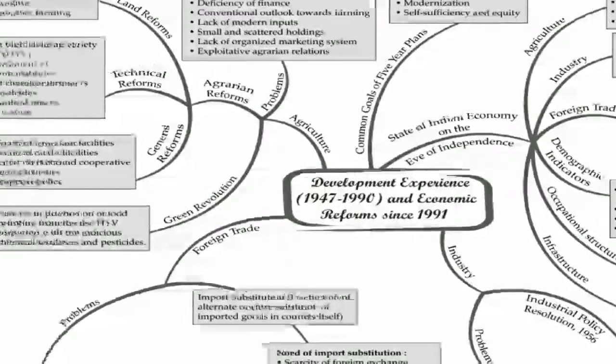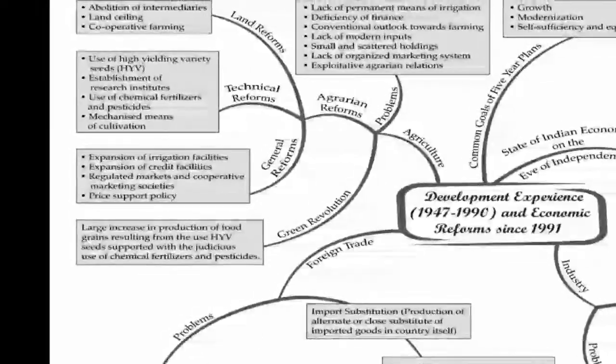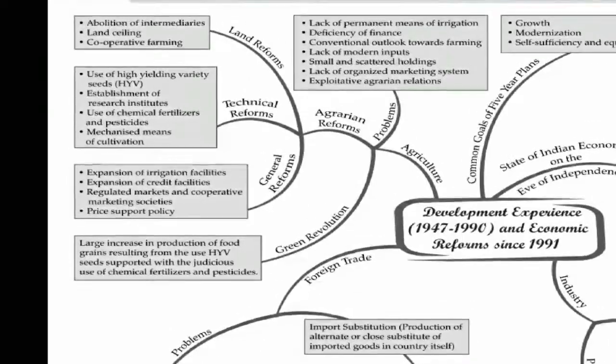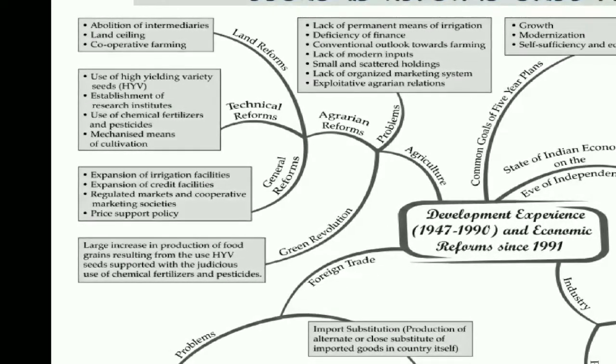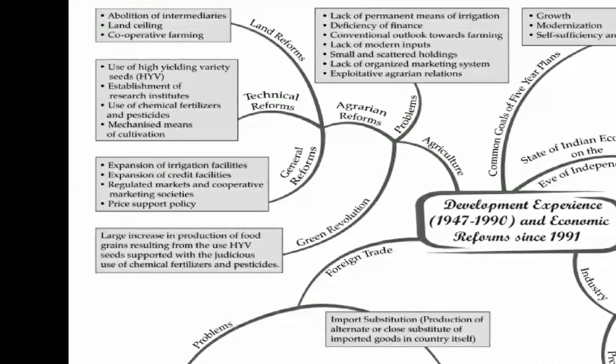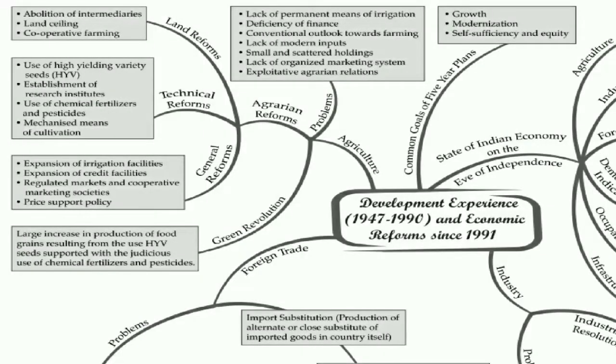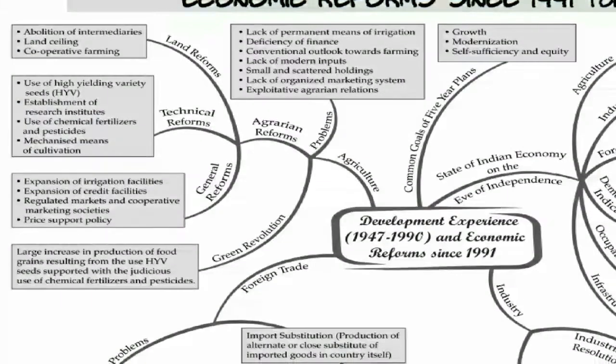One by one we did changes, for example, we did changes in agriculture. First we saw what the problems are. Then after understanding the problems, we did the changes in agriculture. You just see here the reforms I am showing, that after the problems, when we got to know, there were 4 or 5 problems I am explaining here. There is a lack of permanent means of irrigation, deficiency in finances, modern inputs were not proper. After seeing all these problems, we followed some reforms.